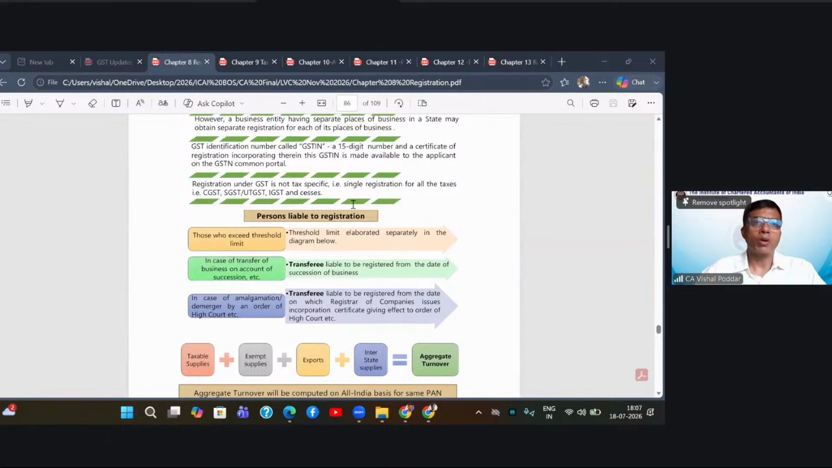Also, you need not take separate registration for each of the acts like CGST Act, SGST Act. There will be a single registration. So the registration is not act or tax specific.